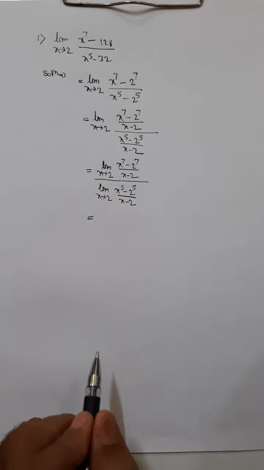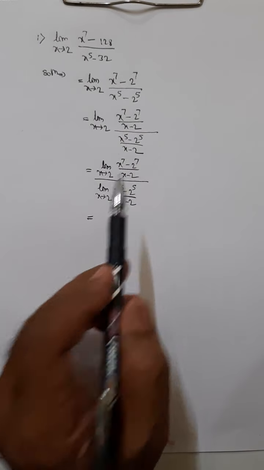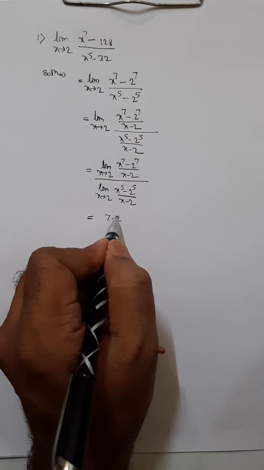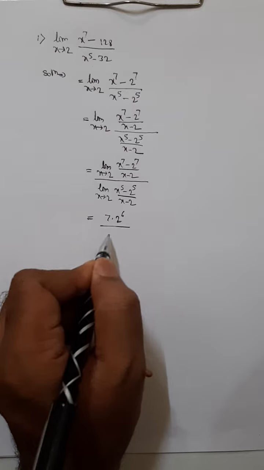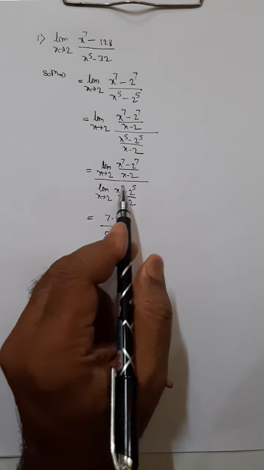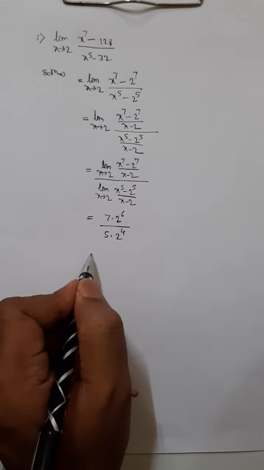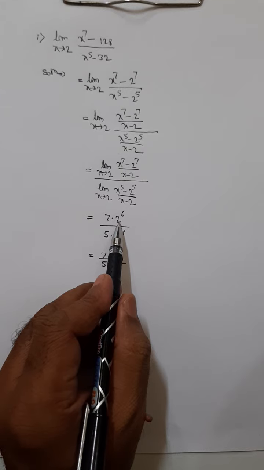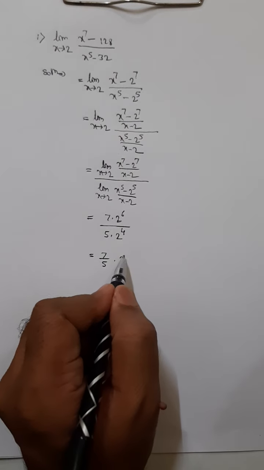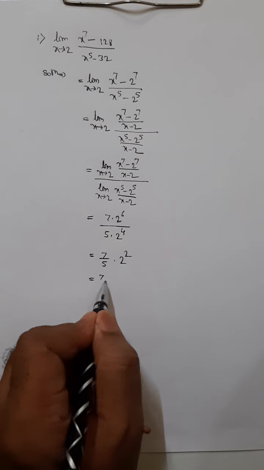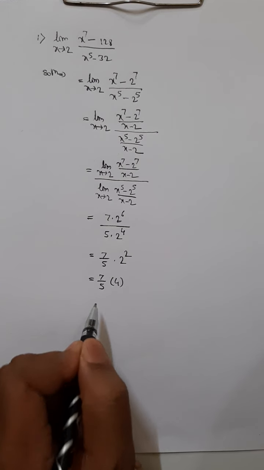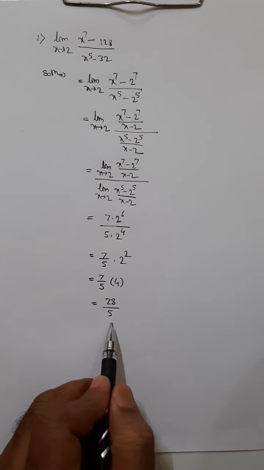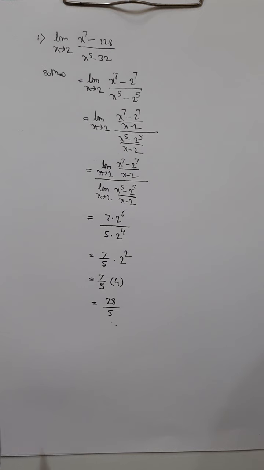Then we apply the above formula. Just multiply by the index and subtract 1 from the index. So the limit of the numerator is nothing but 7 into 2 to the power 7 minus 1, which means 6 here. In the denominator, the index is 5, and 5 minus 1 means 4. So it is equal to 7 by 5 into 2 to the power 4, and here 2 to the power 6. That means 2 to the power 4 cancels and 2 square is left here. So we get 7 by 5, 2 square means 4. 7 into 4, 28, divided by 5. So 28 divided by 5 is the limit of the given problem, or the solution to the given problem.